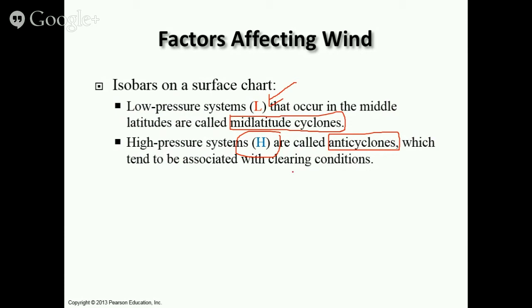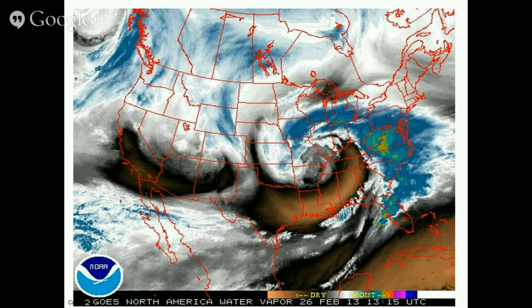So mid-latitude cyclones are low pressure. Anticyclones are high pressure. Here's your broad connection now. Anticyclones are areas where we have clearing conditions. Therefore, mid-latitude cyclones must be rainy or inclement. Here's an example of one of those two. This is going back to 2013. A pretty significant storm.